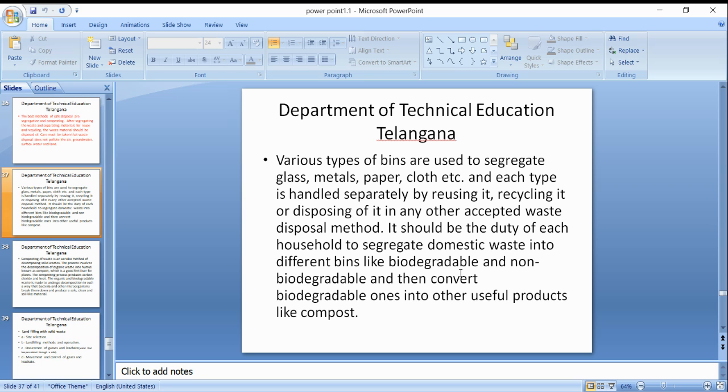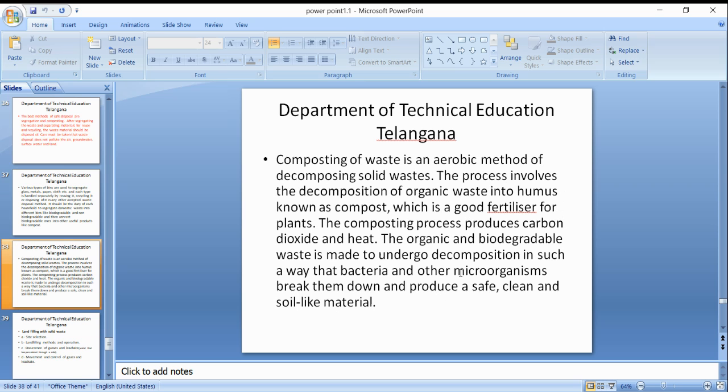It should be the duty of each household to segregate domestic waste into different bins. So dry waste and wet waste, like that we have to separate it, and that waste is thrown in different dustbins. If we maintain it like that in the house itself, we can segregate from the bottommost level. Biodegradable waste can be converted into useful products like compost.